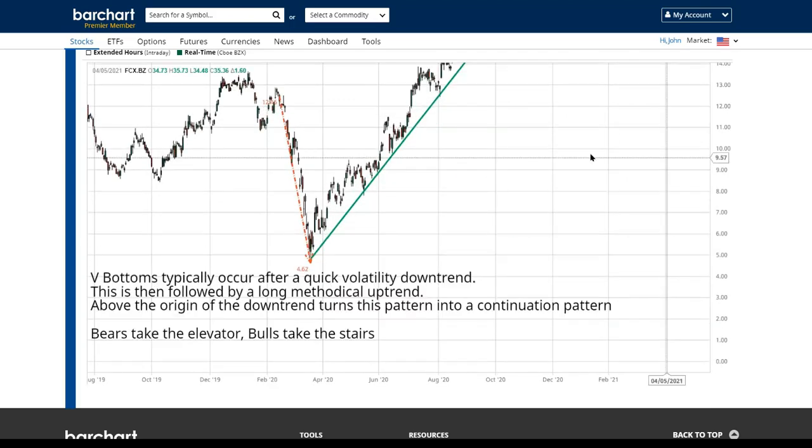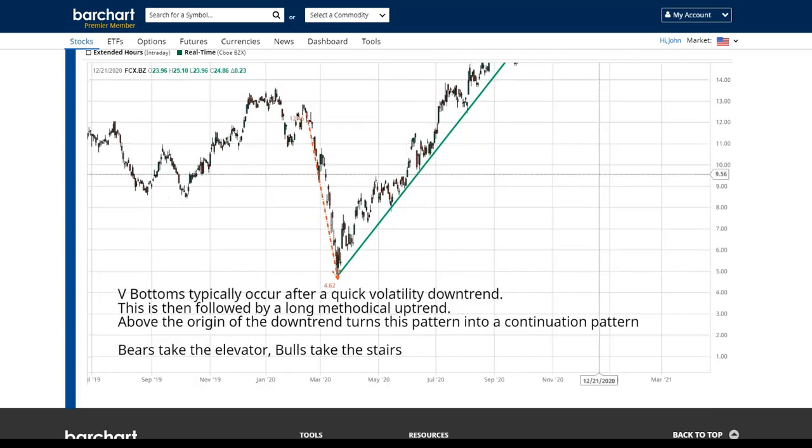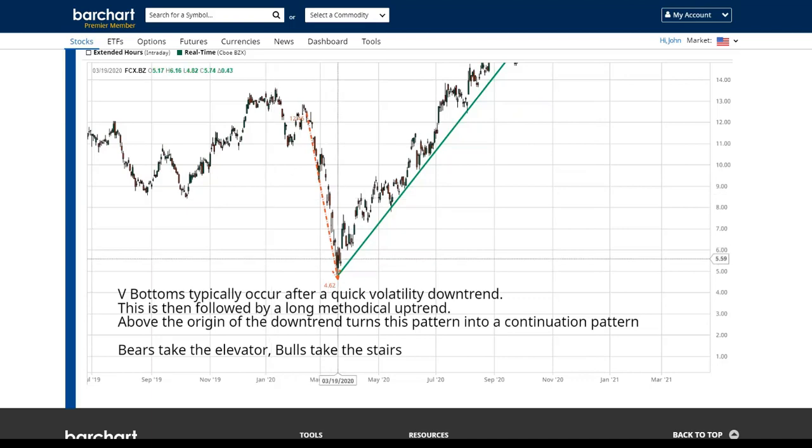Okay. So V bottoms, right? The formation is a trend reversal. It begins with a volatile drop, usually a downtrend, and then a quick reversal in price, right? Big quick reversal in price. But typically what we'll see on V bottoms is a very slow and methodical uptrend, right? Not a lot of big gapping moves, and not a lot of big green candles, a lot of little candles.